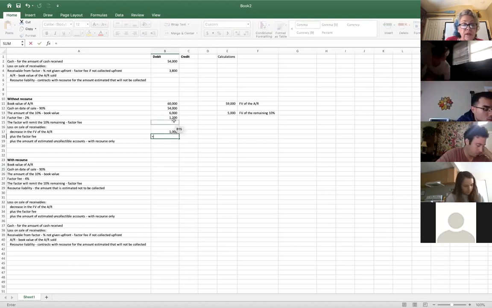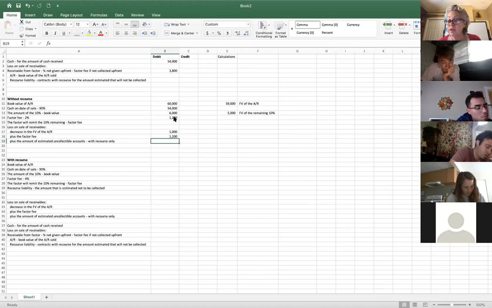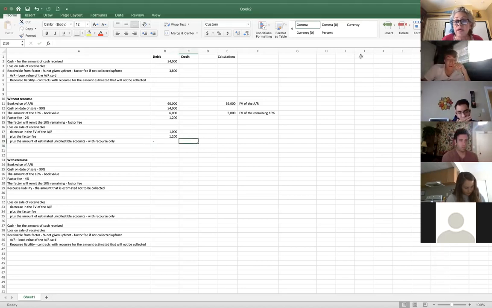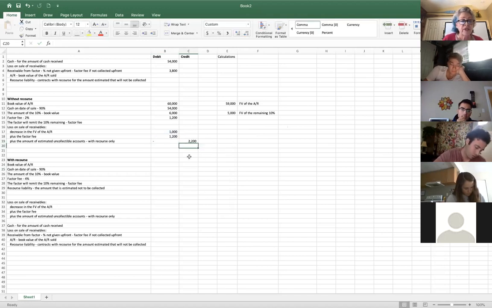What was my factor fee? 1,200. Now, this is without recourse. So am I going to have a recourse liability in this contract? No. Okay, no. So I know that my loss is the sum of those three numbers, which is the 2,200 that Hang had correctly told us.